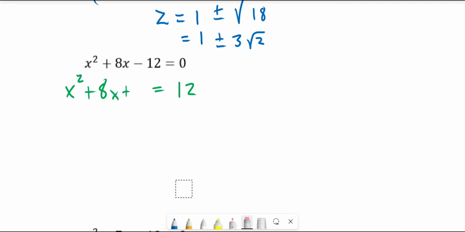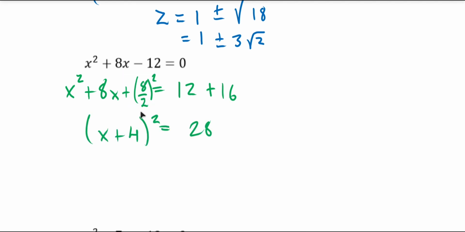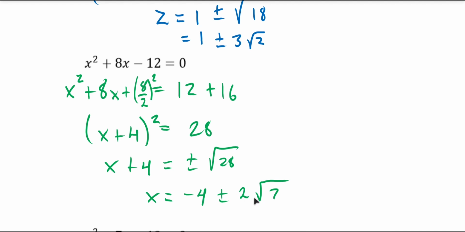For this next one, we would like to first move the 12 over to the other side. Then we would like to add half of 8 squared, which is 16, to both sides. This now factors as x plus 4 squared, equal to the sum of these two, which is 28, taking the square root, plus and minus, and reducing to 2 radical 7 by dividing out the 4 and taking its square root. We bring our minus 4 over to get negative 4 plus and minus 2 radical 7.